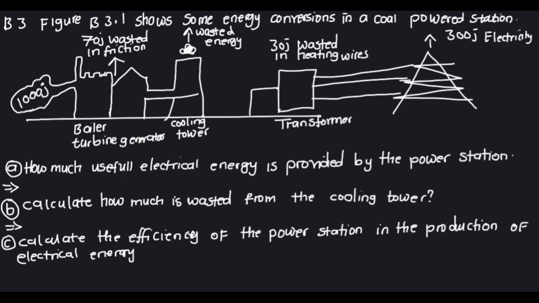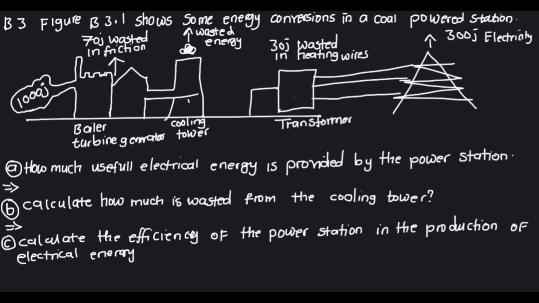Now when this 1000 joules passed through this boiler turbine generator, 70 joules was wasted in friction. So from that 1000 we need to subtract 70 joules. So we have 930 joules. Then from there, that 930 will pass through the cooling tower. From this cooling tower a certain amount was also wasted. We don't know what amount was wasted here, but we just have the picture that there was a certain amount of energy that was wasted here.